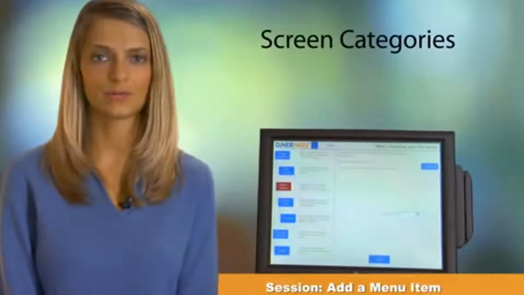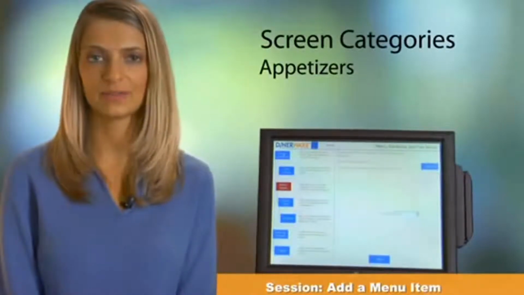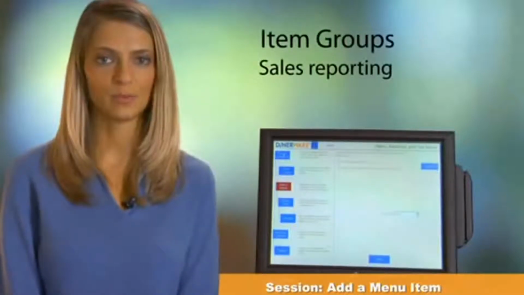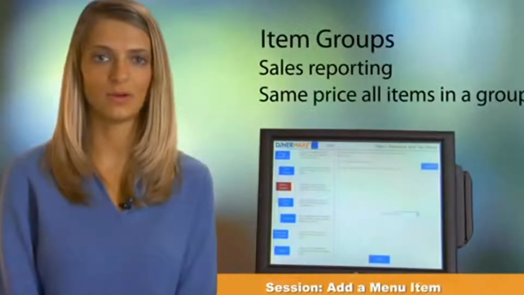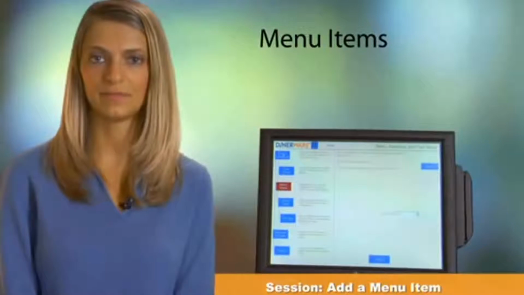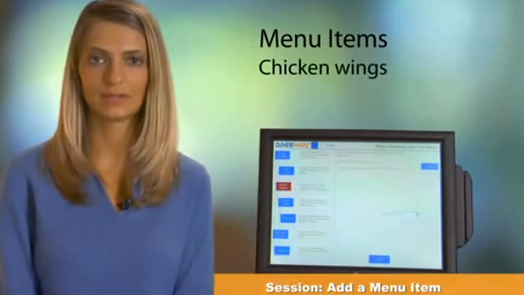Screen categories are general areas of the menu, like appetizers. Item groups are used for sales reporting. You may also use an item group to easily assign one price to all items in that group. Menu items are specific things that define screen categories, like chicken wings.